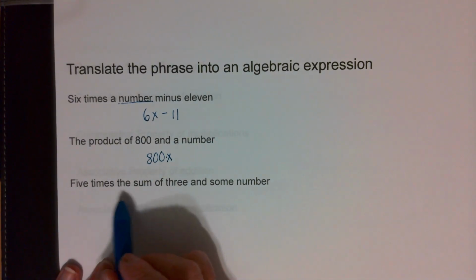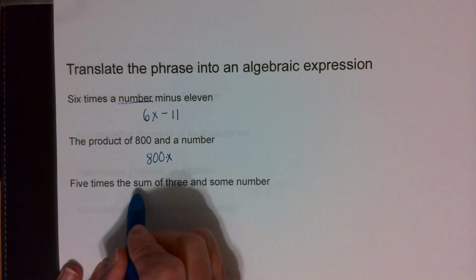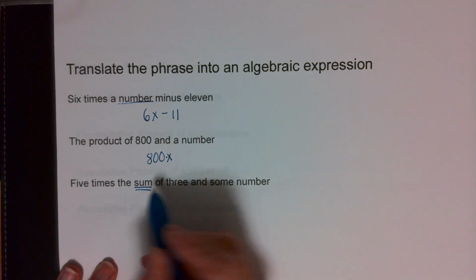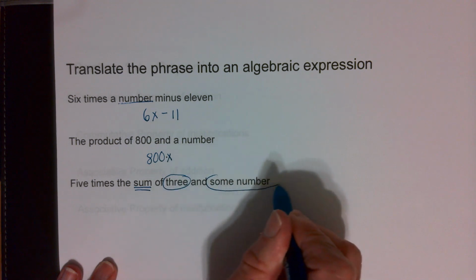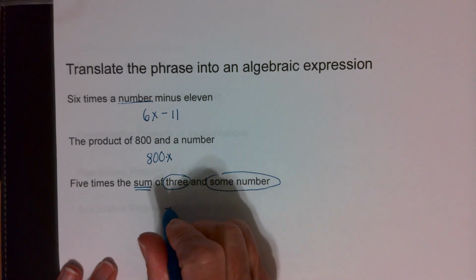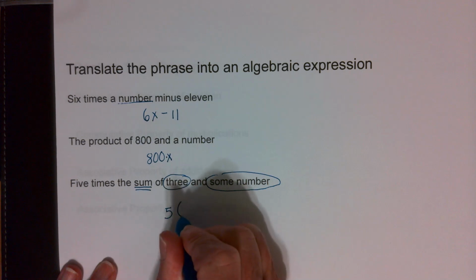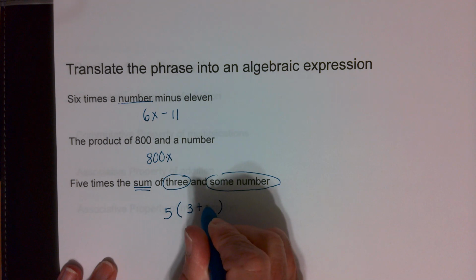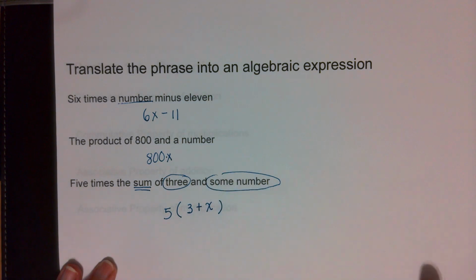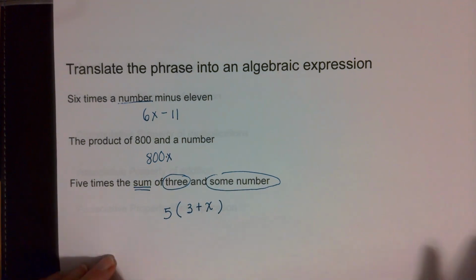Okay, then you have this one, 5 times the sum. Anytime you see that word sum, you're looking for the next two things. So 5 times what I get when I add the next two things together. So that would be 3 plus x. So that would have to be inside the parentheses.